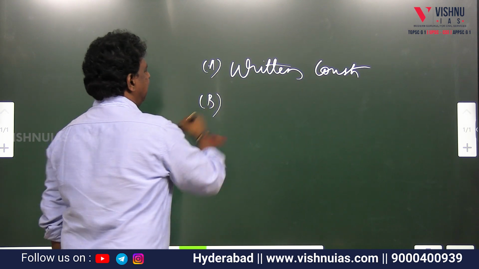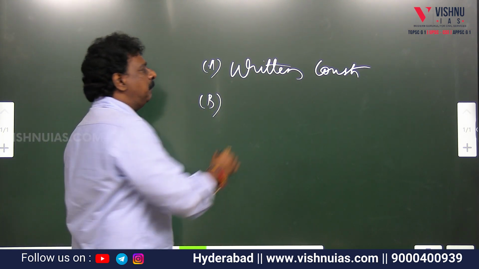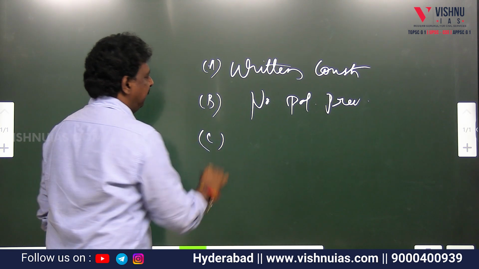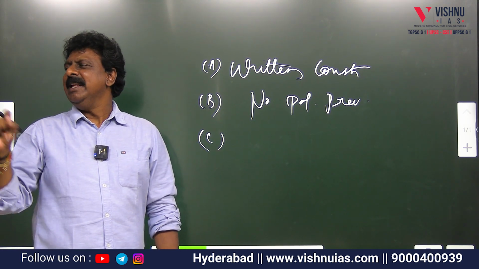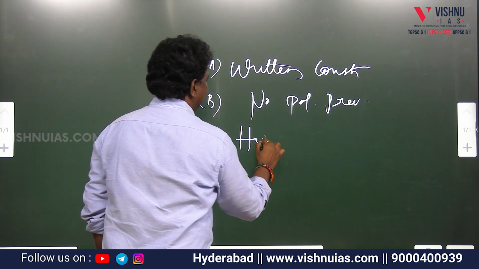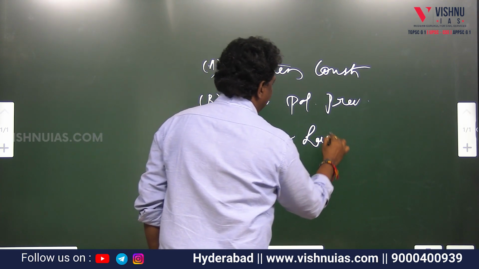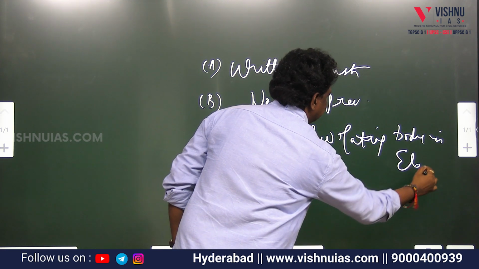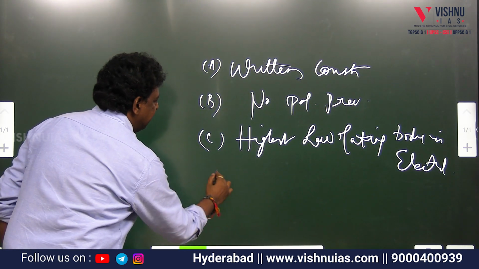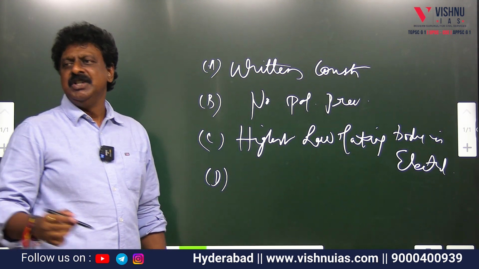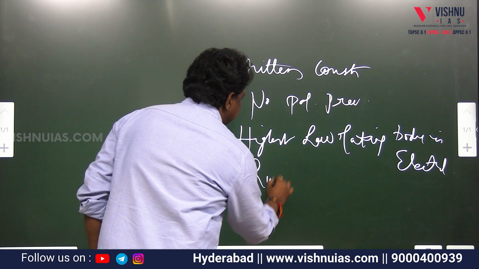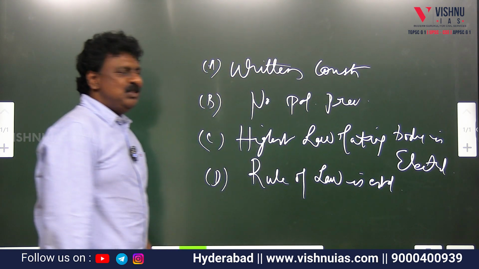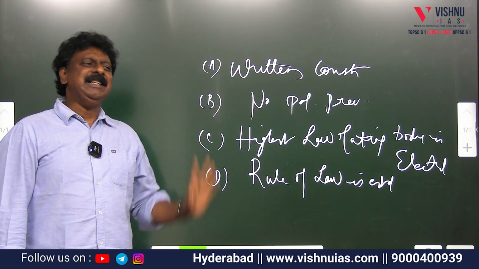B, a form of government in which there are no political privileges. C, where the highest lawmaking body is elected. Highest lawmaking body is elected. D, a form of government in which rule of law is established. So there is no reference to the head of the state in this bit.